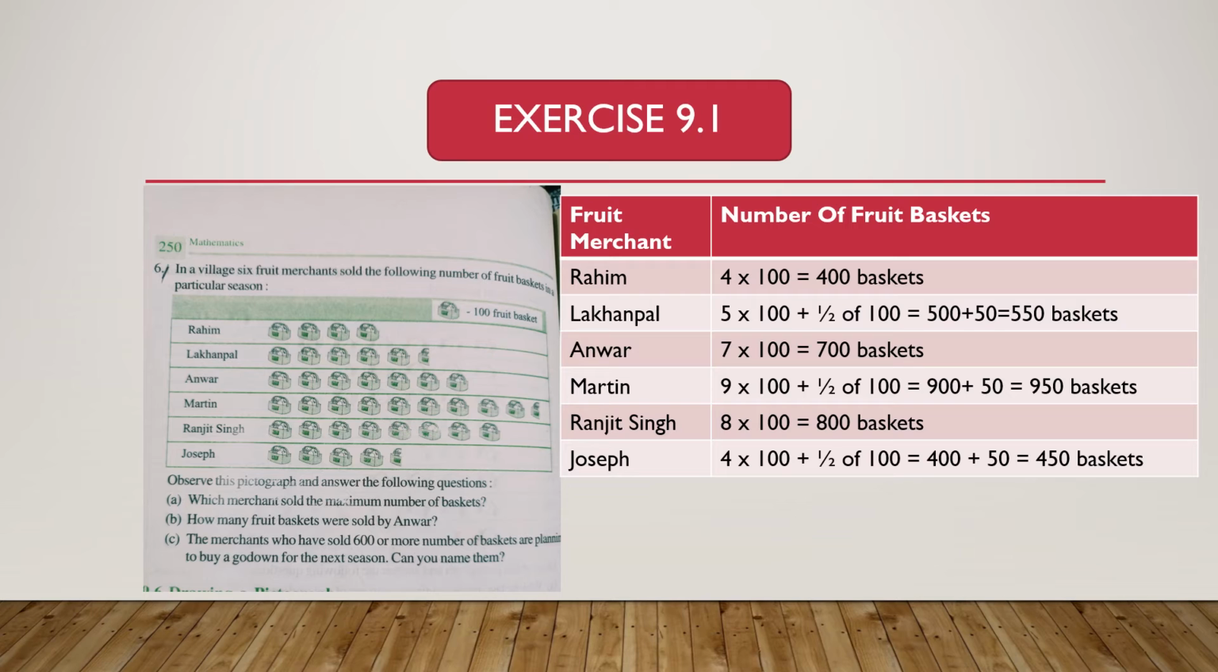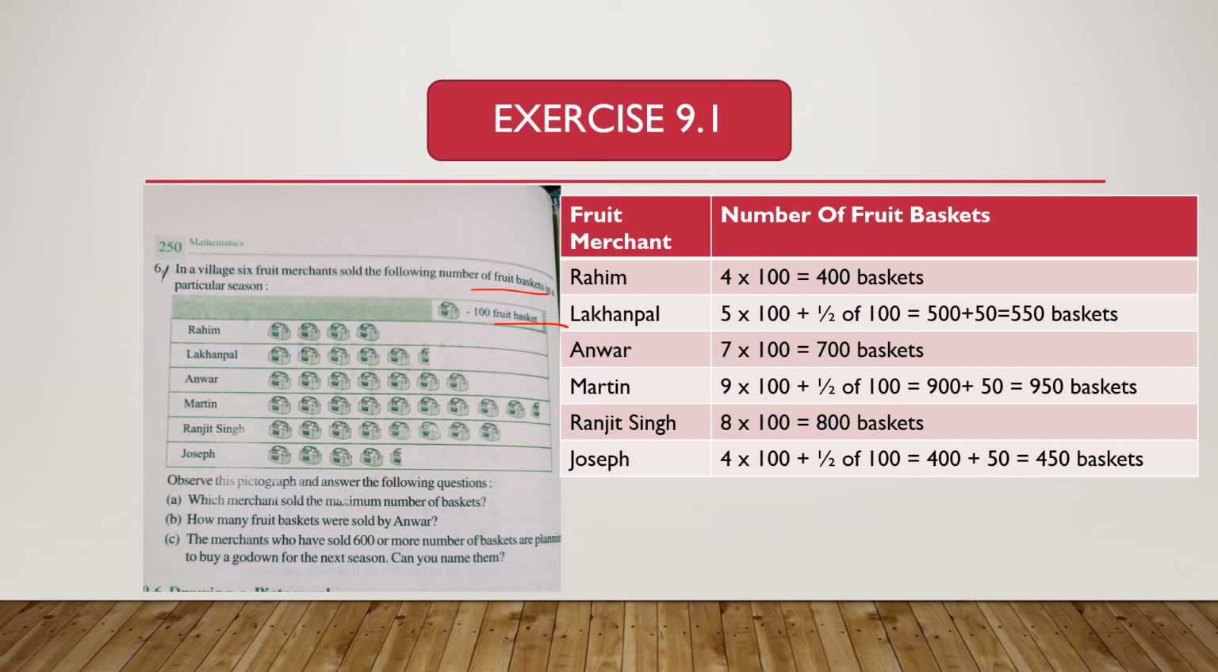Now we solve question number 6. Question number 6 is, in a village 6 fruit merchants sold the following number of fruit baskets in the particular season. And one fruit pictograph basket is 100 fruit baskets. This is given. And these are the fruit merchants' names: Rahim, Lakhanpal, Anbar, Martin, Ranjit Singh and Joseph.